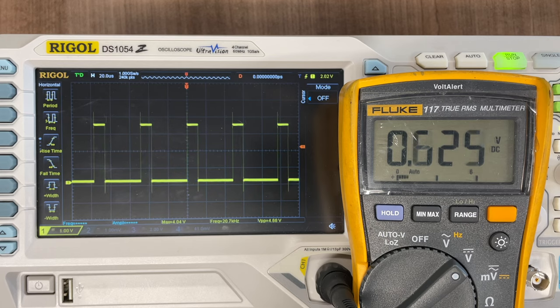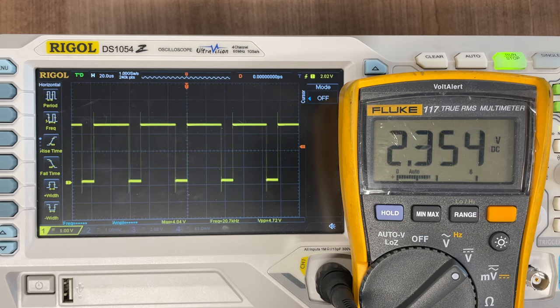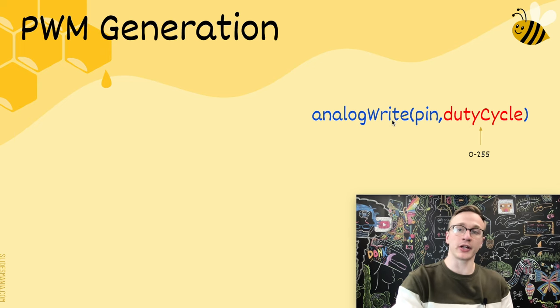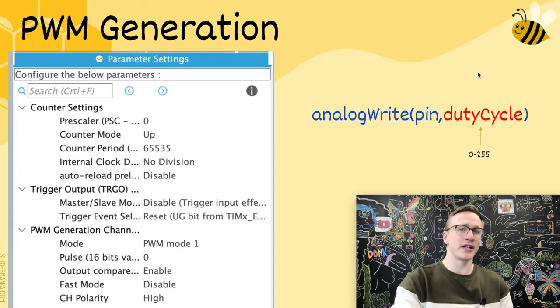And if you're curious, this is what it looks like when you change the duty cycle on the fly. You can notice how the width of the pulse increases or decreases, as well as how my multimeter is measuring the average voltage. Let's revisit how Arduino handles PWM. They give us this analog write command, which only asks us for a pin and a duty cycle. That's pretty straightforward. STM32, on the other hand, asks us for quite a few more things.